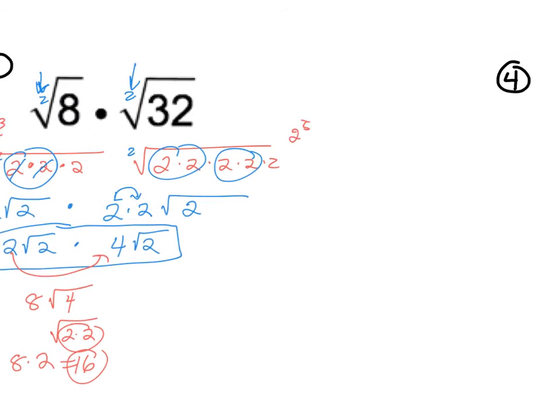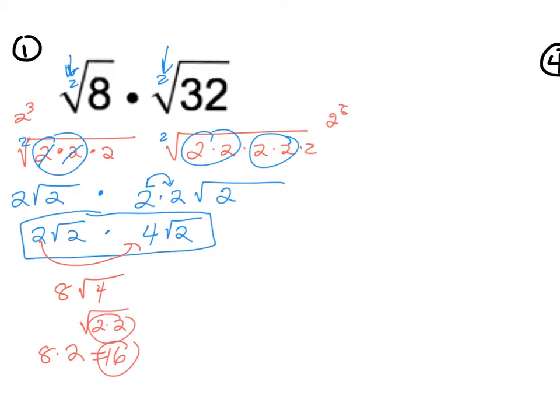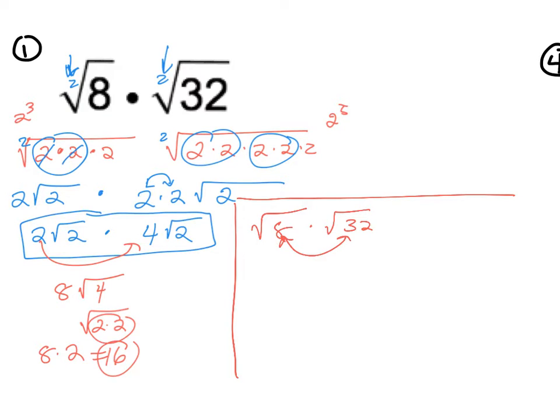Another way to do it, which might be simpler, is to, here's the original problem, multiply these two and put them under one big square root. So this becomes square root of 256. The square root of 256, we can say that that's 2 to the 8th, or 2 8 times. 1, 2, 3, 4, 5, 6, 7, 8.